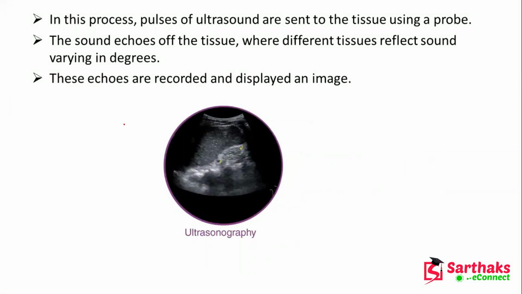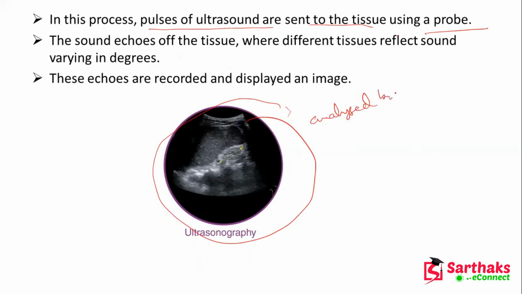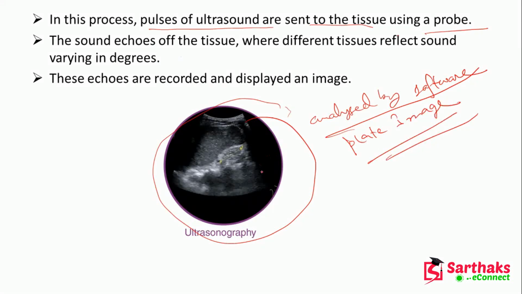In this process, as I have already discussed, pulses of ultrasound are sent to the tissue using a probe. Different tissues reflect sound in varying degrees, and these echoes are recorded and displayed as an image, which will be analyzed by software, or sometimes doctors look at the image plate and detect whether there is a problem or not. Or in the case of pregnant women, they check whether the child inside the abdomen is okay or not.